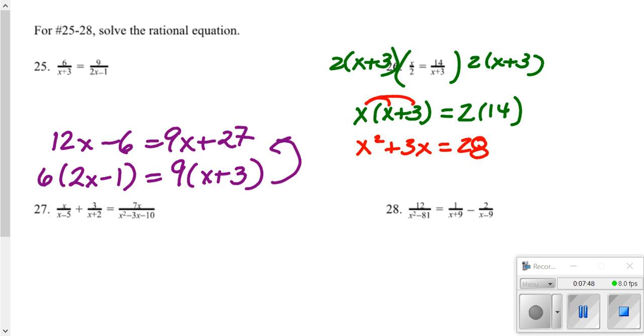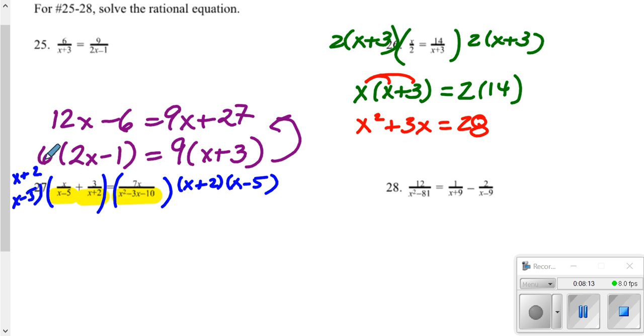All right, in the next problem, this guy right down here factors to these two pieces. So, if we multiply through, and I mean on both sides of the equation, by x plus 2 and x minus 5, hard to show that right there, but hopefully you understand what I'm saying. A little bit of lack of space issue. So, actually, maybe I'll just write that. Okay, so we're just going to use this.